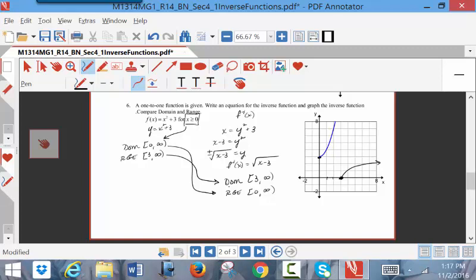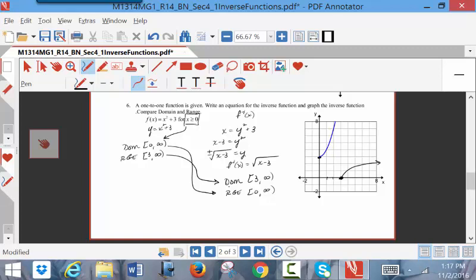Okay. Pretty cool stuff. Domain of the original equals the range of the inverse. The range of the original function equals the domain of the inverse. They switch, just like the x and y variables switch, and that's pretty important that you catch that.